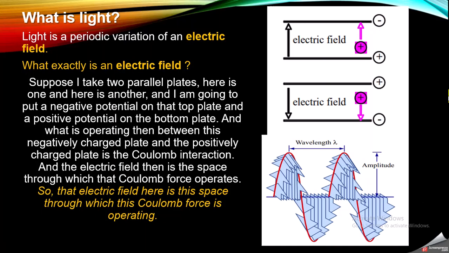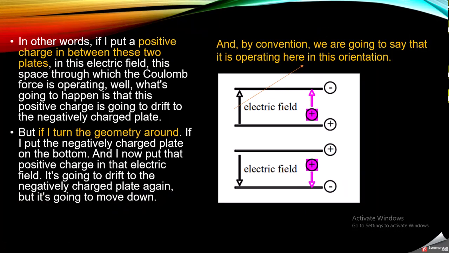Then what will be the electric field? The electric field is the space through which the Coulomb force is operating. So electric field can be defined as a space through which the Coulomb force is basically operating. Now let's suppose if I put a positive charge in between these two plates, then because this is a positive charge, this positive charge will be attracted towards this negative plate.